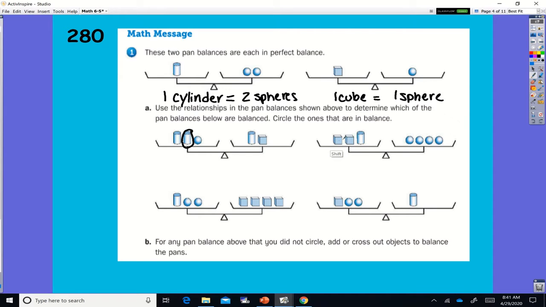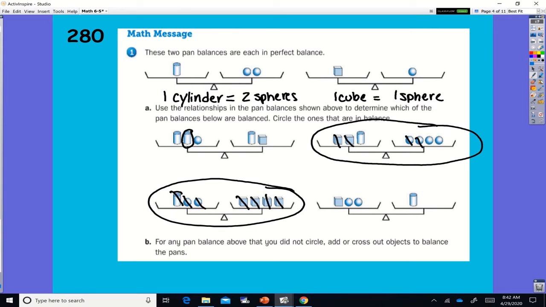I look here, my cubes and my spheres are equal. So this and this will be equal, and this will be equal. Well, one cylinder is equal to 2 spheres, which is exactly what we have. So those will be in balance. Look here, one cylinder is equal to 2 spheres. Well, a sphere is the same as a cube. So 2 of these is going to be equal to 1 cylinder. Then these are each the same, so that's also going to be equal.